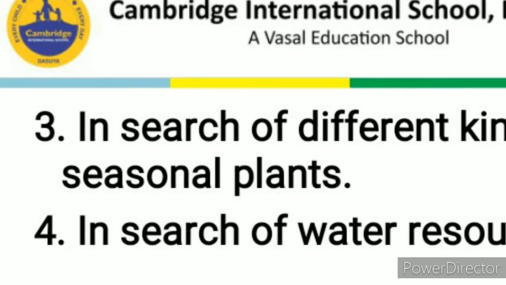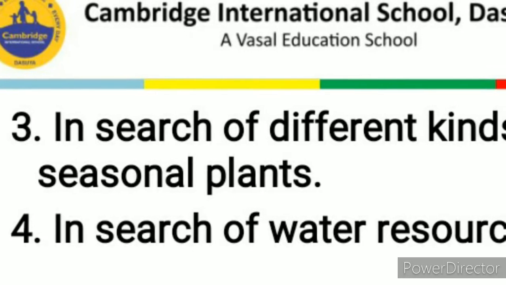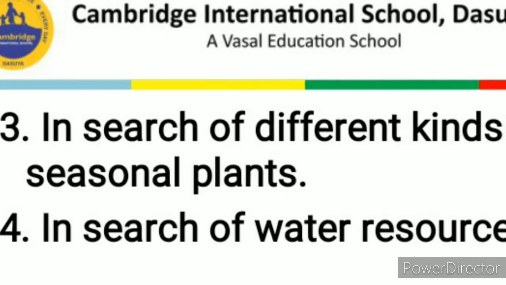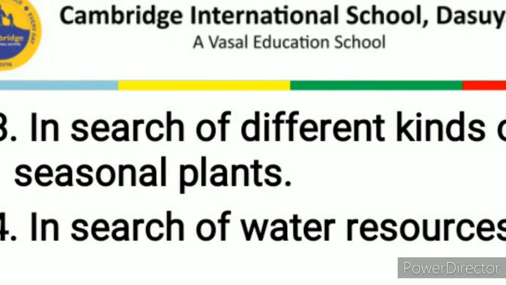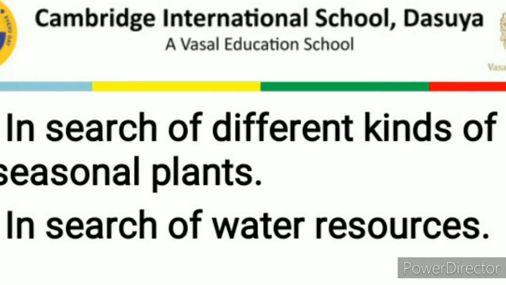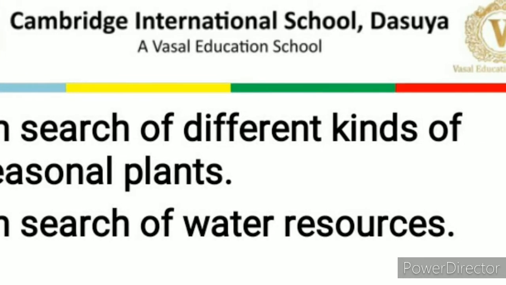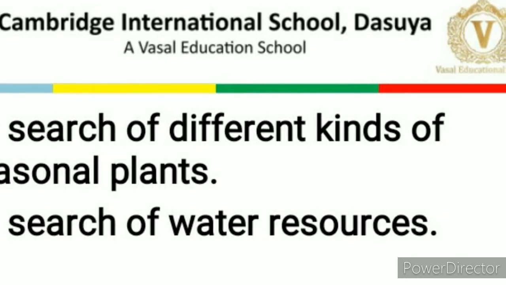Number three, they also moved from one place to another in search of different kinds of seasonal plants. Number four, they also moved from one place to another in search of water resources. Dear children, these are the four main reasons that the early man kept on moving.